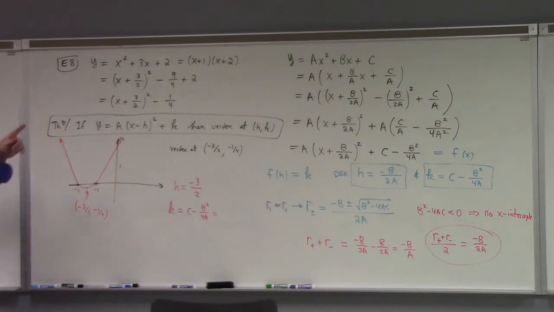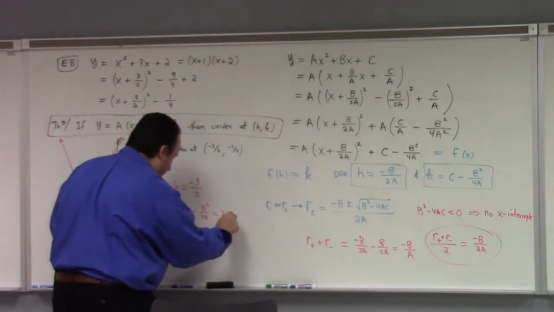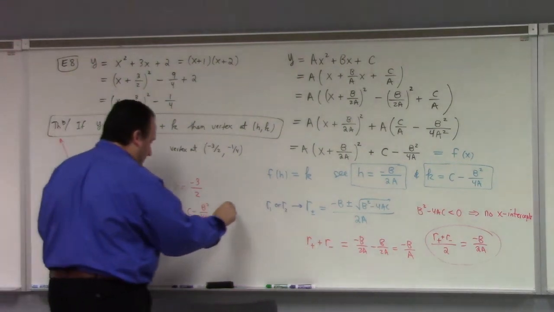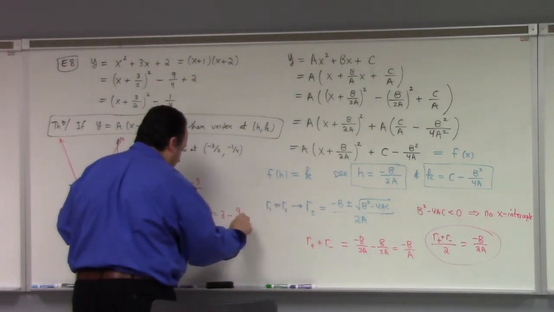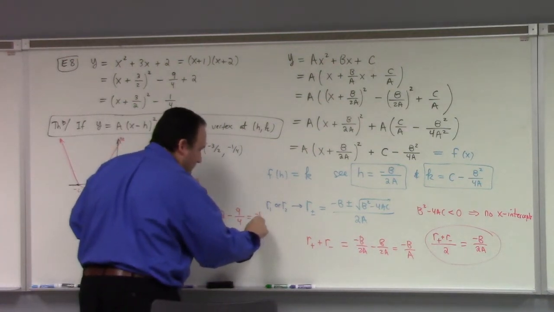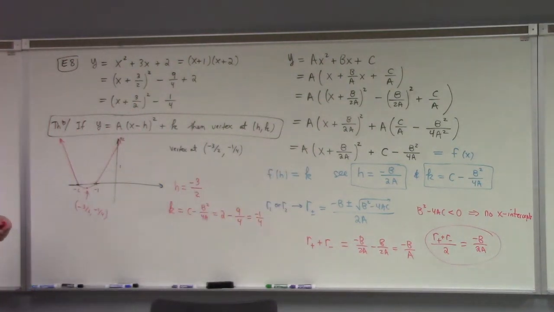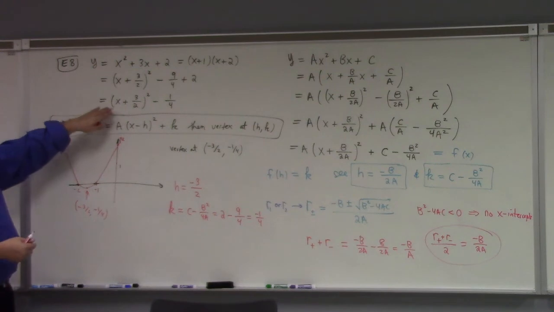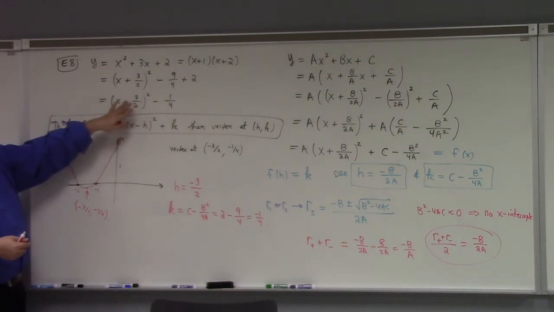c is what? c is 2. b is 3, so that's 9 over 4. In other words, you got -1/4. See, what these two formulas are doing is they're doing the completing the square arithmetic for you. So you really have two options here for an example. You can consult these formulas to find the vertex, right? Or you can just complete the square and see it right there.